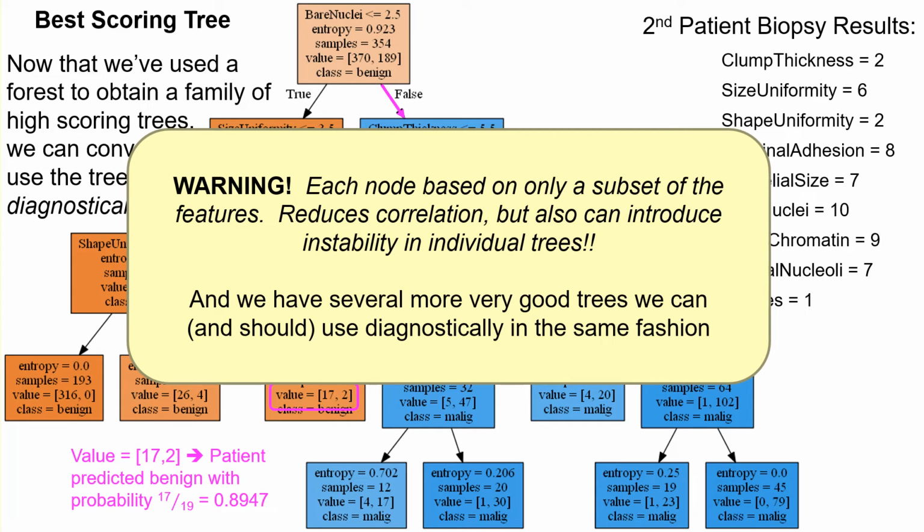But you've got to be careful here. This was only based on a subset of the features. Each tree only uses a subset of the features. So we don't have correlation between the trees, but we still have instability in individual trees. So what we need to do is look not at just one tree, but at all the trees.